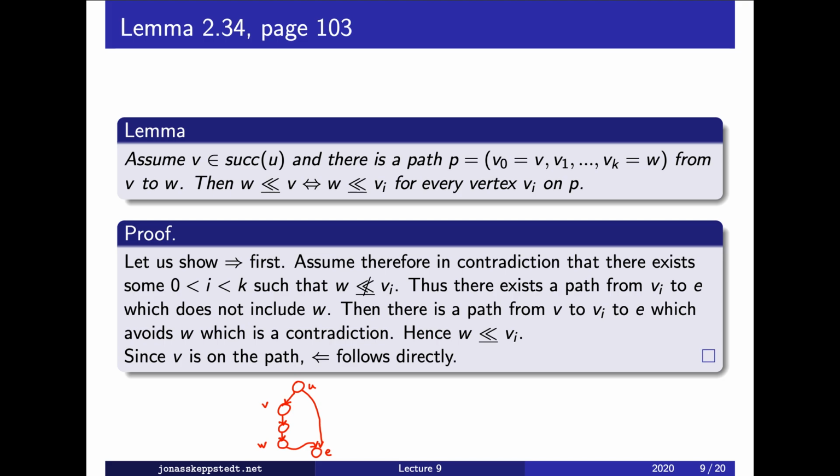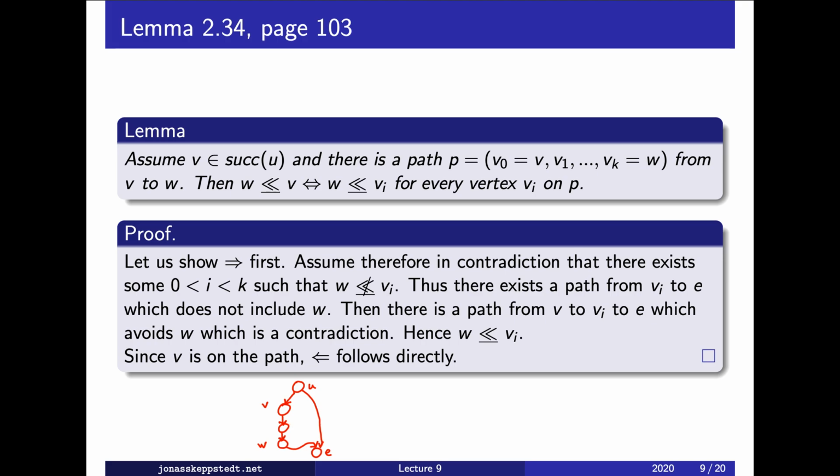We will now see a lemma which lets us simplify the definition of control dependence. If we look at this figure, we see that V is control dependent on U, and W is also control dependent on U. But the interesting thing here is that V and all other vertices on this path are post-dominated by W. What the lemma says is that if W post-dominates V, then that is equivalent to W post-dominating every vertex on this path.